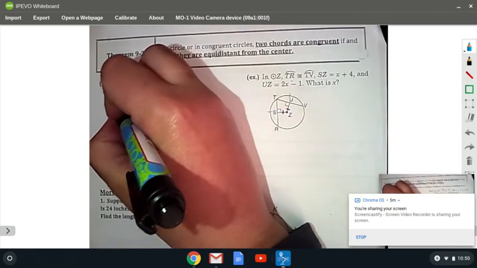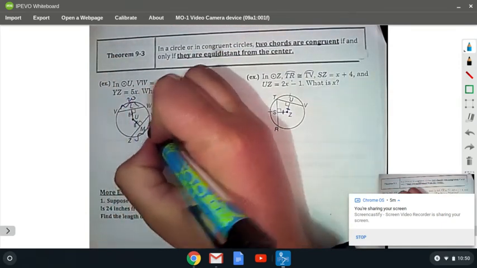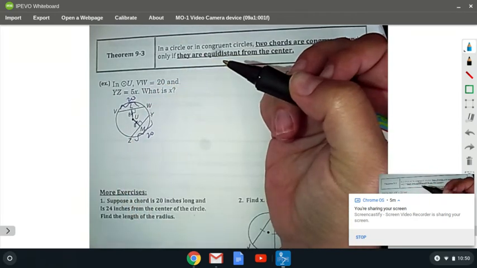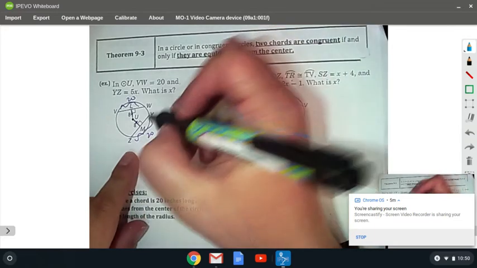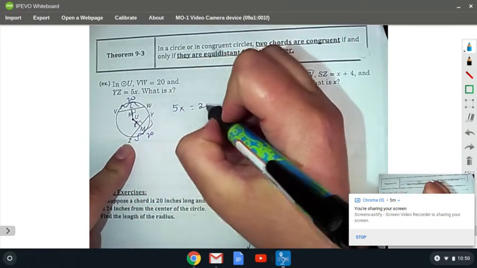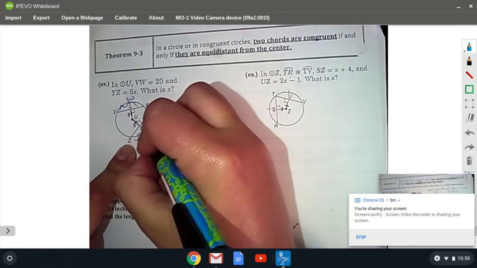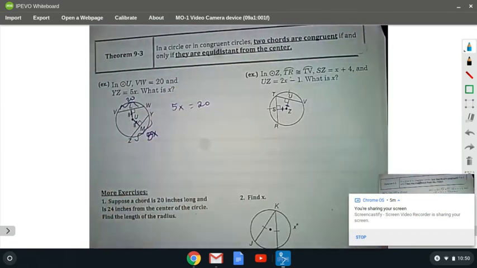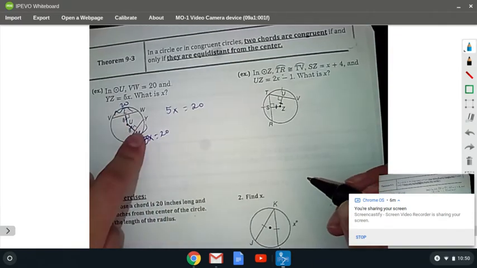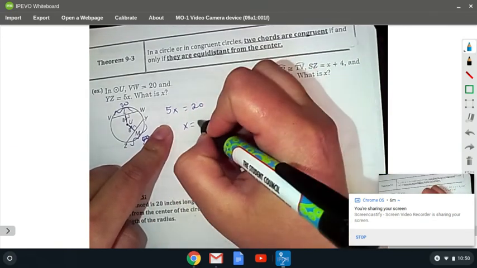They tell us VW is 20, so this whole chord is 20. That must mean this whole chord is 20, because if they're equidistant, the chords are equal. They tell us that YZ, this chord, is 5X. We know those are equal, so we set them equal to each other. So 5X equals 20. We just divide. X is 4.